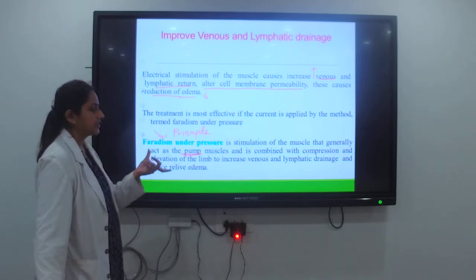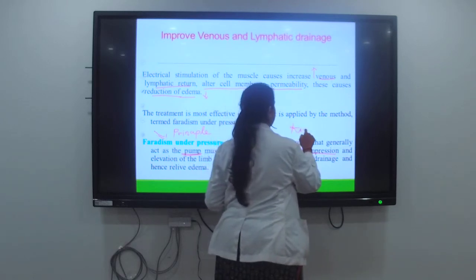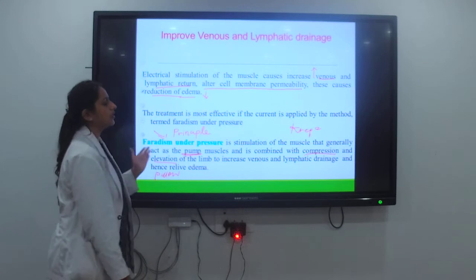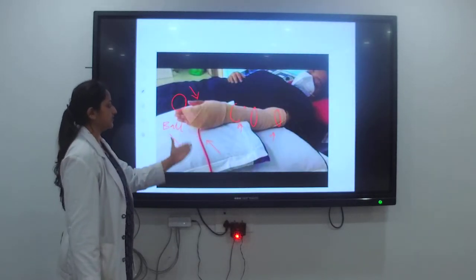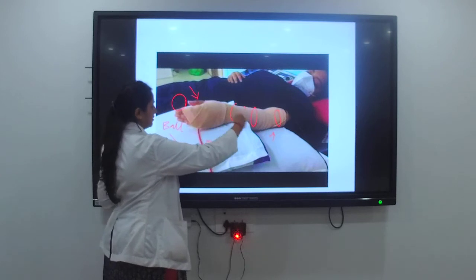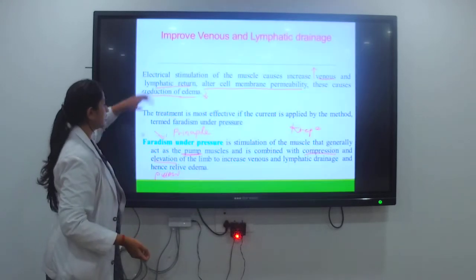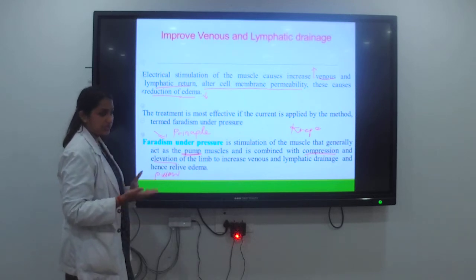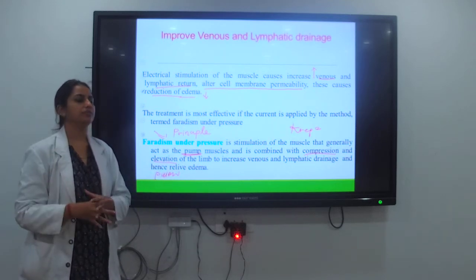Now coming to the next thing, compression and elevation. What causes compression? That is the crepe bandage. What causes elevation? The pillow. What causes contraction and relaxation? The electrode that is placed there. So compression is because of the crepe bandage, contraction and relaxation is because of the electrode, and elevation is because of the pillow. And the main principle of Faradism under pressure is the pumping effect of that muscle, which gives alternate contraction and relaxation, compression and elevation. Together it gives a pumping effect.